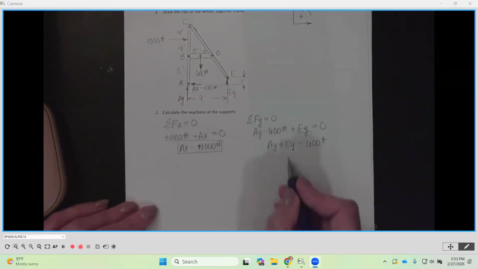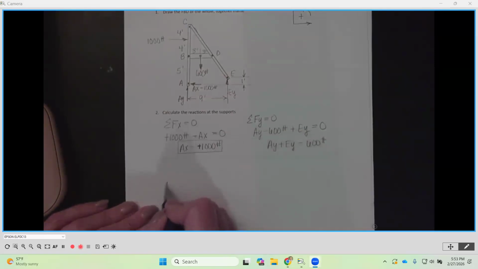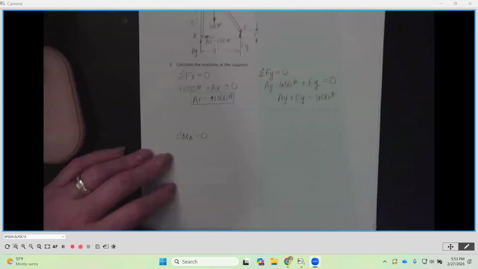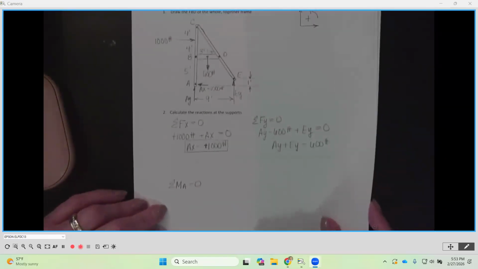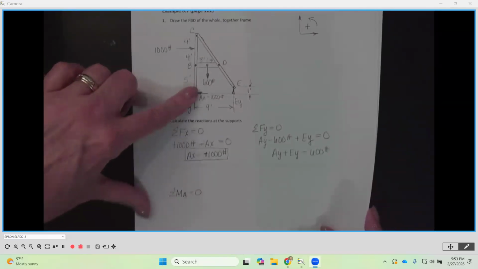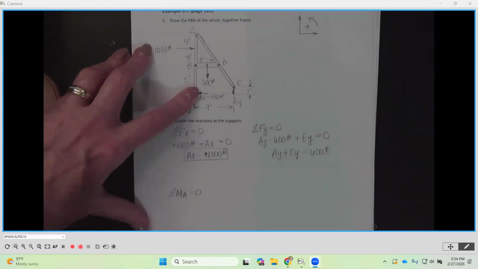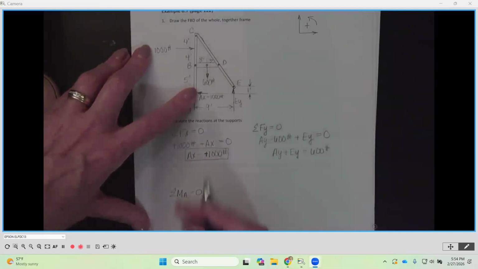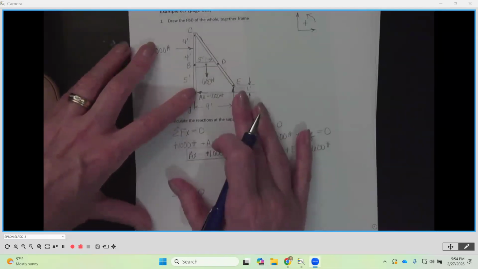So I'm going to leave a little room because I know I'm going to be adding here. So I'm going to sum my moments around A equal to 0. Okay. And so I'm going to put my finger on A. And you know what? You guys are getting to be experts here. So I am going to let you write your equation and then we can compare and then solve for EY. So I'm not going to talk it through this time. I'm going to do it here in the background, but I want you to do it as well.